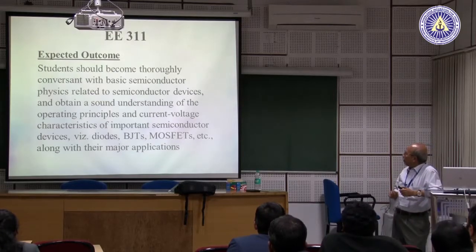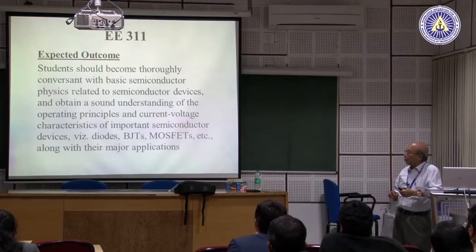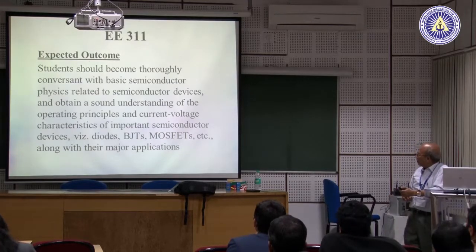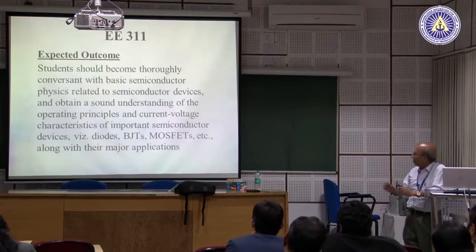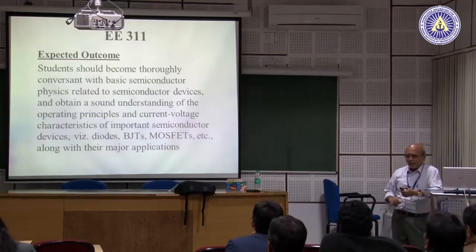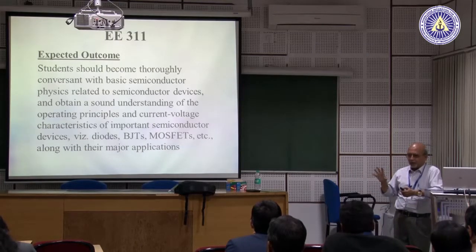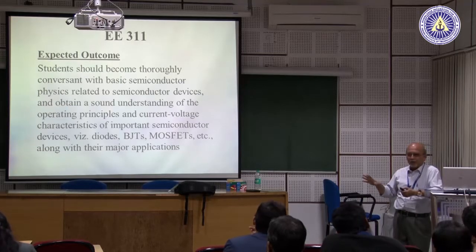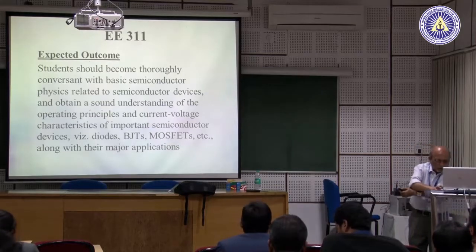Students should become thoroughly conversant with basic semiconductor physics related to semiconductor devices and obtain a sound understanding of the operating principles and current-voltage characteristics of important devices like diodes and BJTs. BJT is bipolar junction transistor, NPN, PNP, etc. MOSFETs can be N channel or P channel, along with their major applications. Not in great detail, but the student should have a fairly good idea about the major applications of diodes, BJTs and MOSFETs. Some applications you already know about, and you can improve upon them later.